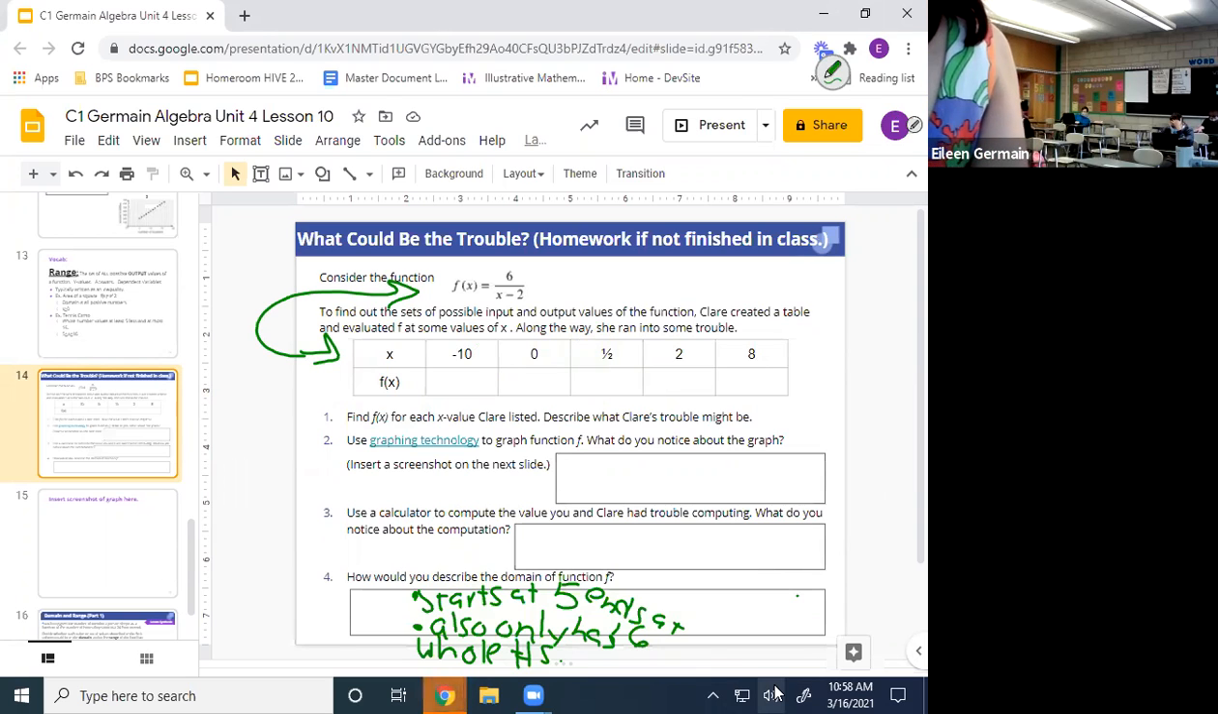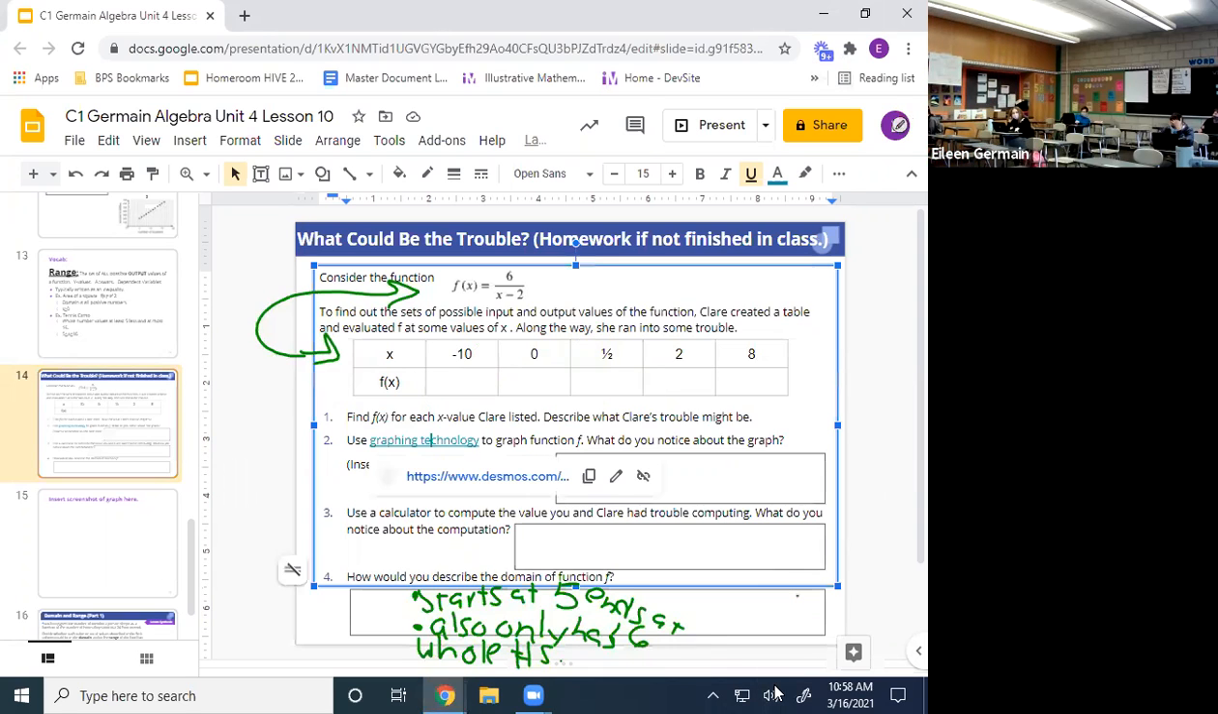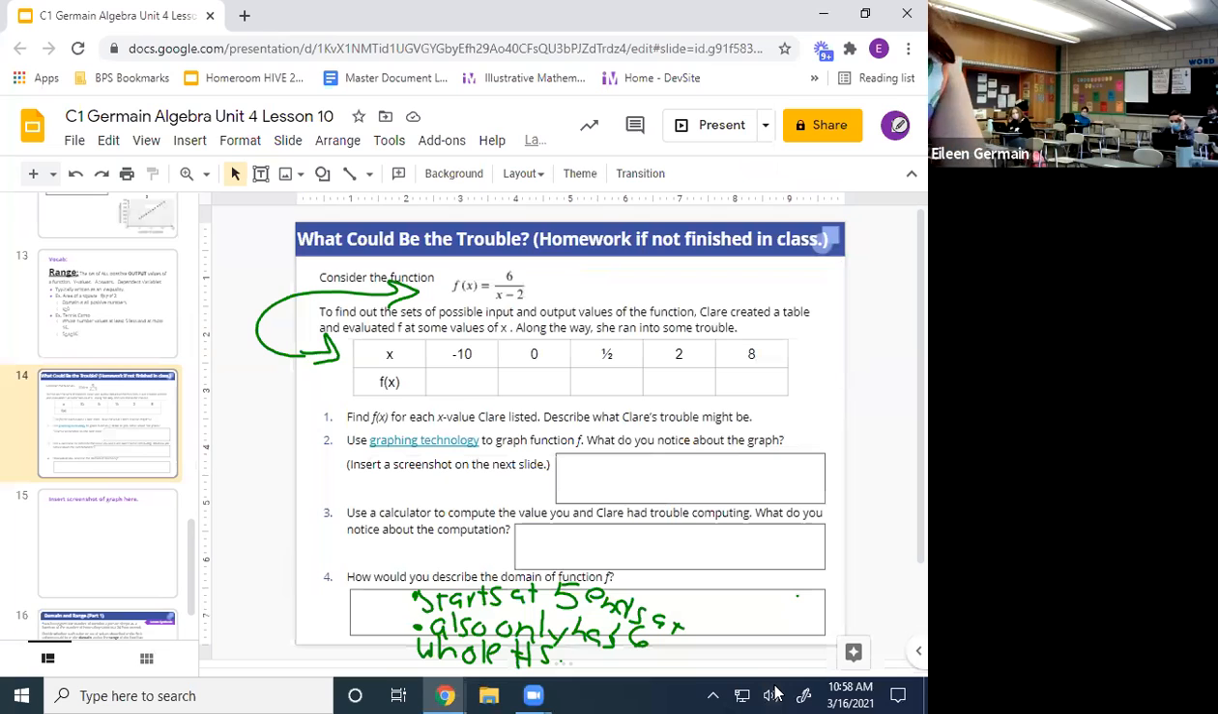Then I want you to use the graphing technology, which means click on this link right here. It's going to take you to Desmos. I want you to graph this guy. Okay. What do we notice about the graph? You're going to tell me, what do you notice about this graph? Hint, you've never seen a graph like this before. What do you notice? Tell me here. Insert a screenshot on the next slide.